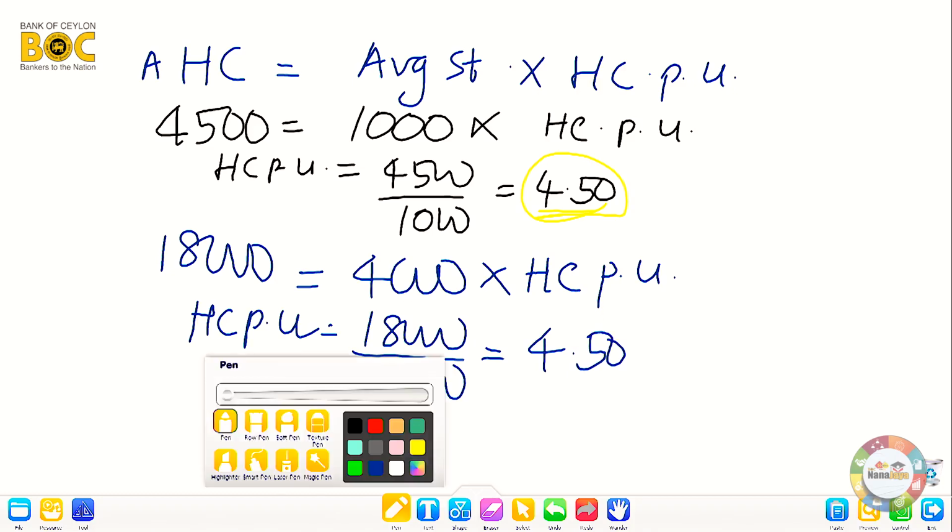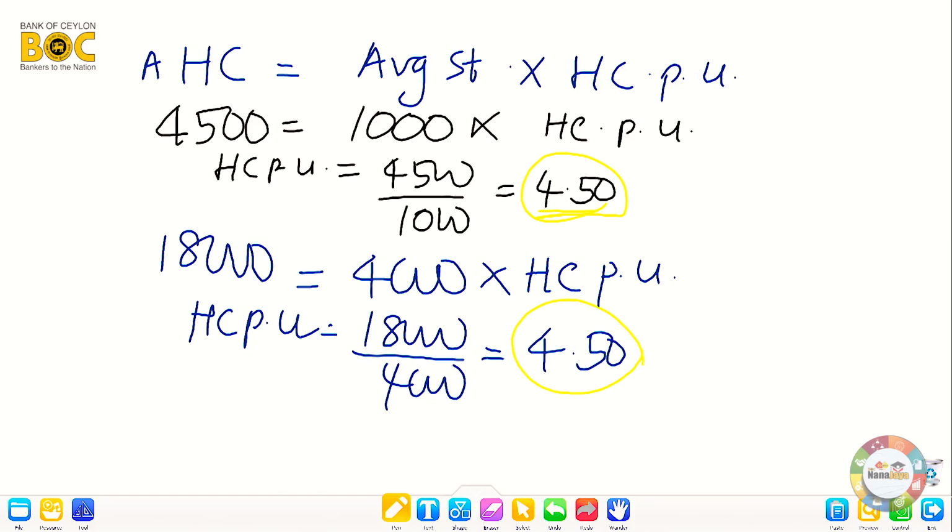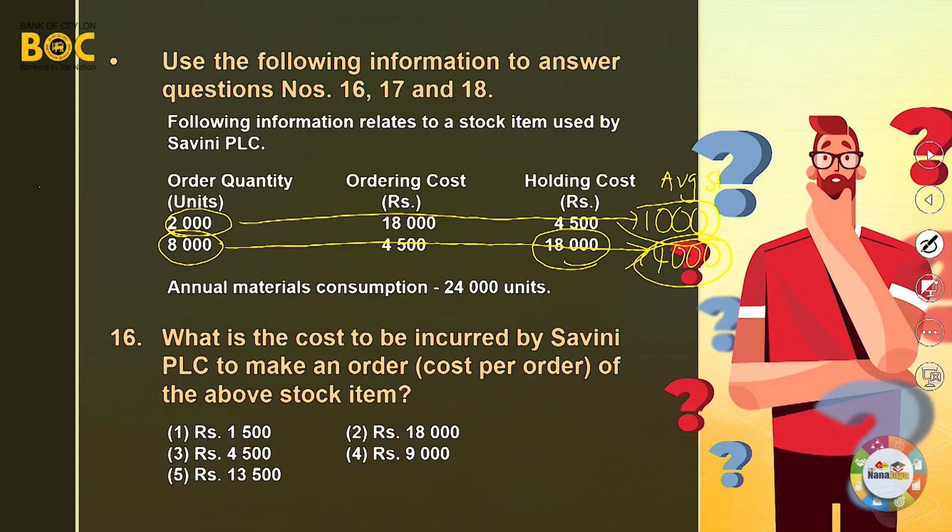Why? Holding cost per unit remains constant. 4 rupees and 50 cents. That was the question. Next question.